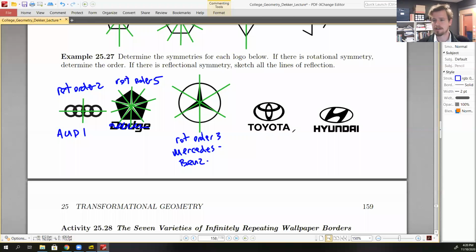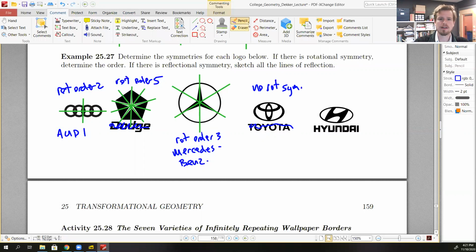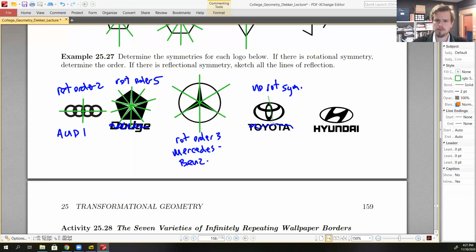All right, what about Toyota? Again, ignoring this part, I can't actually rotate this and end up with the same thing. So no rotational symmetry, but I do have one line of reflection right down the middle here, and only this vertical line of reflection. All right, so what about Hyundai? That is actually how you say that. I watched a video on it because I was really curious. And the manufacturer actually produced the video, so it's not like someone's opinion. That's what it is, Hyundai.